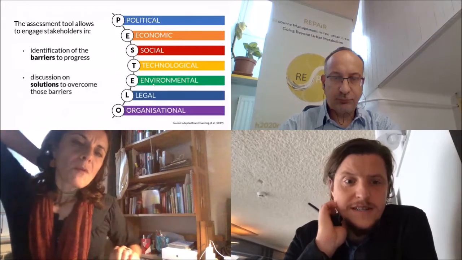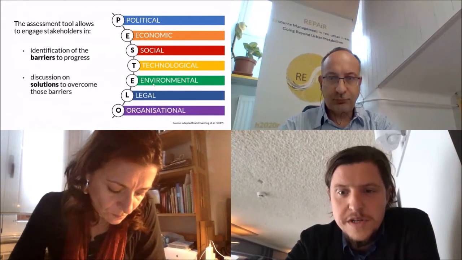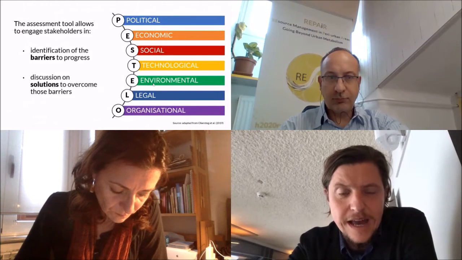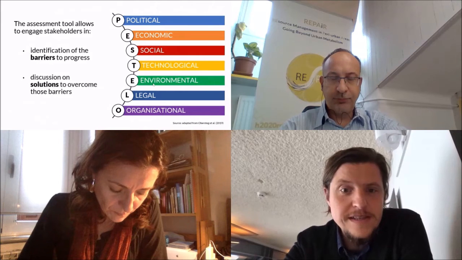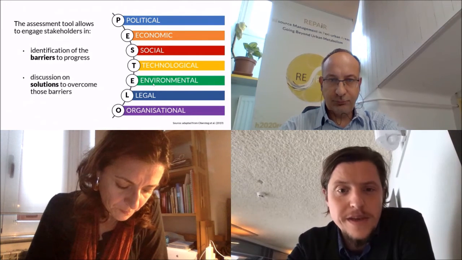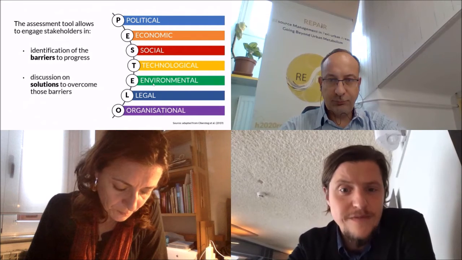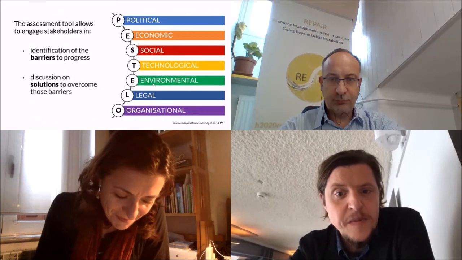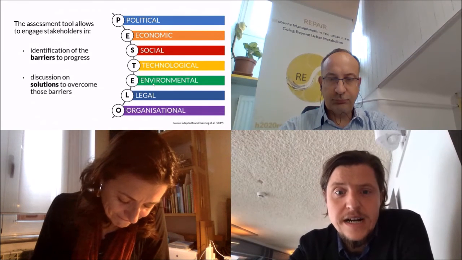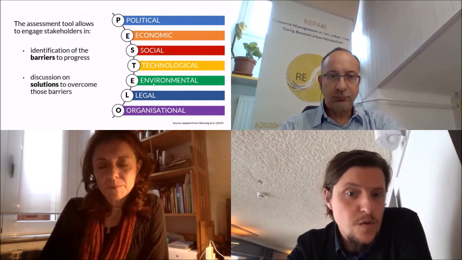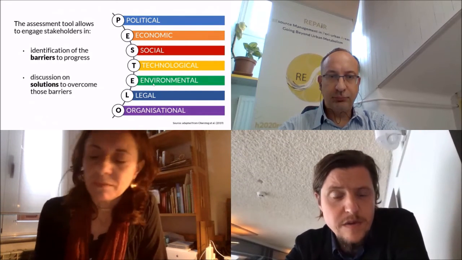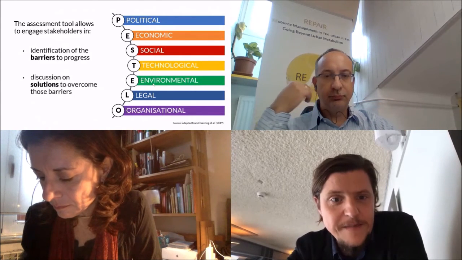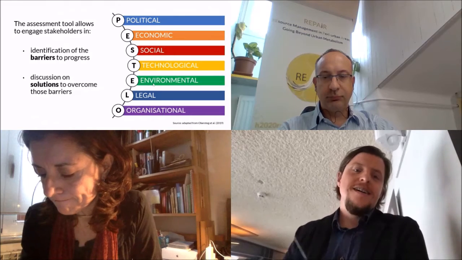So in the REPAiR project, at an earlier stage, we also investigated those barriers in our living labs with stakeholders. And this is the list of headings, of topics under which one could classify those barriers: political, economic, social, technological in some cases, environmental, legal, and organizational. So we need to identify those barriers for each of those indicators in order to progress. And this is where we would like to have your input as well in the discussion.